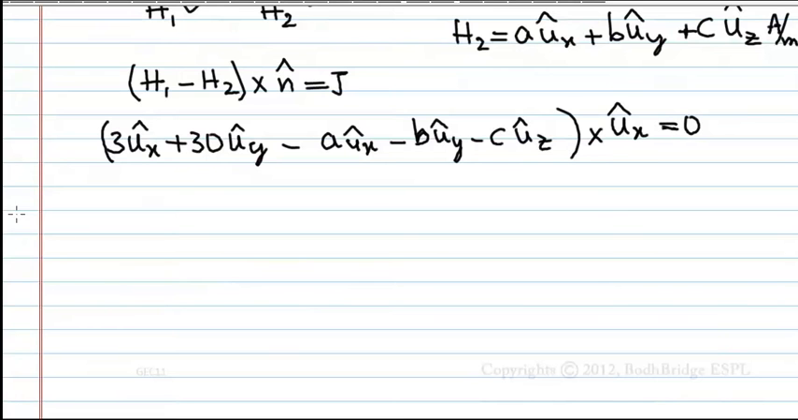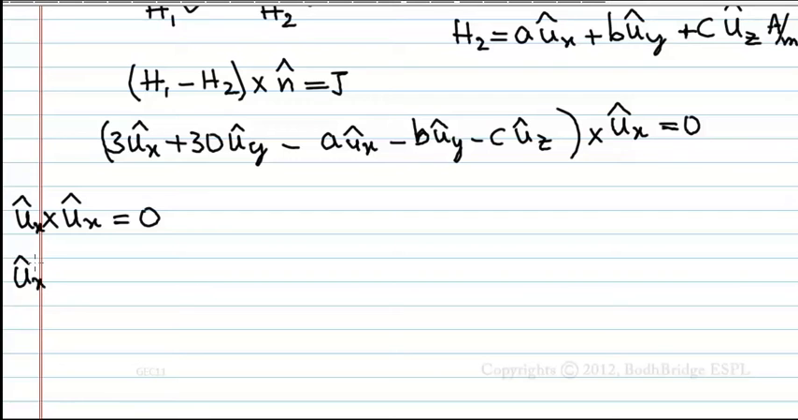Now, remember this result. Ux cross ux is how much? 1 cross 1 into 1 sin theta. How much is 1 into 1 sin theta? Sin theta is 0 between ux and ux. Therefore, it is 0.